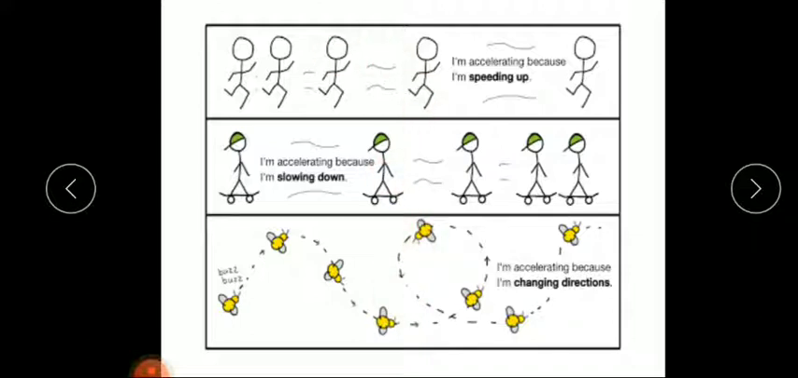So when can we say an object is accelerating? Yes, whenever there is a change in its velocity or direction, we can say the body is accelerating. So if you find any change in velocity, then we can say that the object is accelerating.